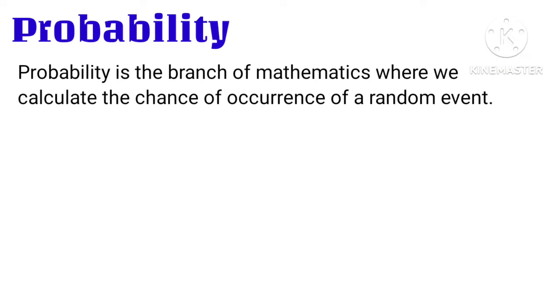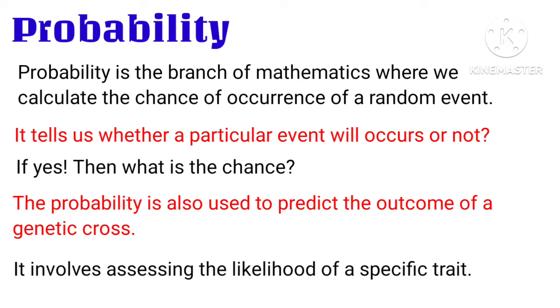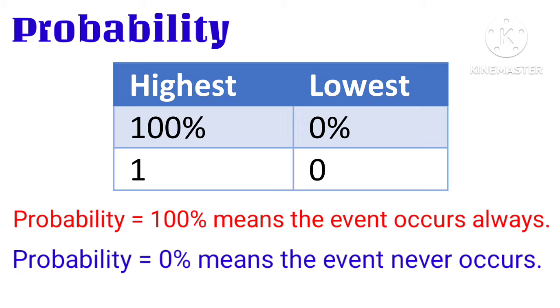The probability rule is also used to predict the outcome of a genetic cross. It involves assessing the likelihood of a specific event occurring. That means what is the chance of the occurrence of a particular event, just like predicting the weather. There is a 90% chance of rain. The lowest probability can be 0%, that never occurs, and the highest can be 100%, that always occurs.